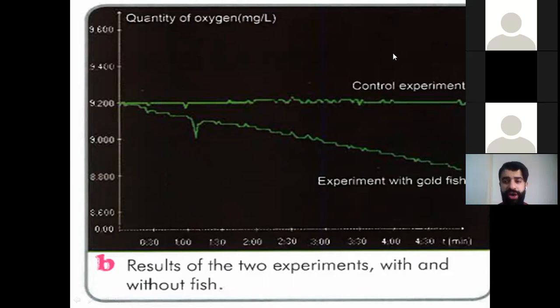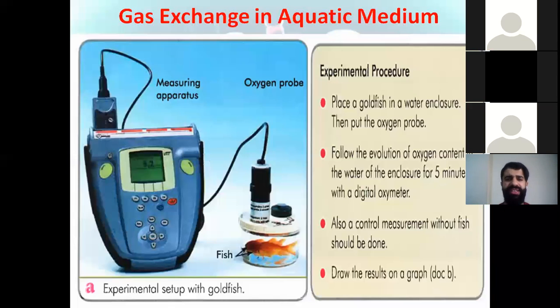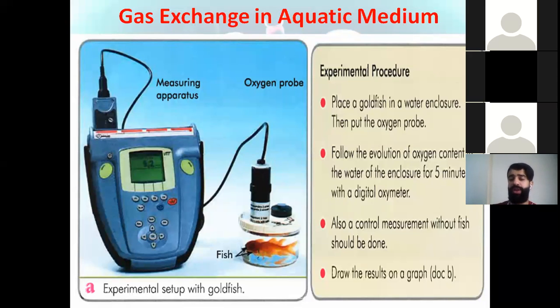So let's move here. Formulate the tested hypothesis in the experiment of document A. So what is the tested hypothesis here? We have oxygen and we are measuring the oxygen for the fish. So what is the hypothesis here? For a hypothesis, I have to be logical. I have to predict in a logical way. So what do you think? Maybe the fish will absorb the oxygen. Maybe the fish will consume the oxygen. Maybe the fish will inhale the oxygen.